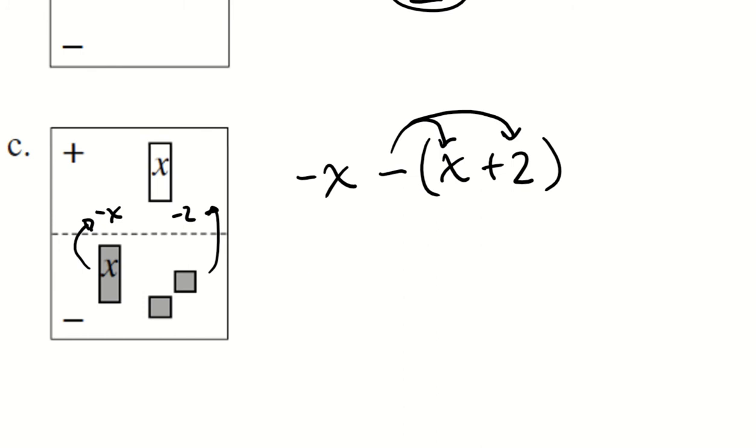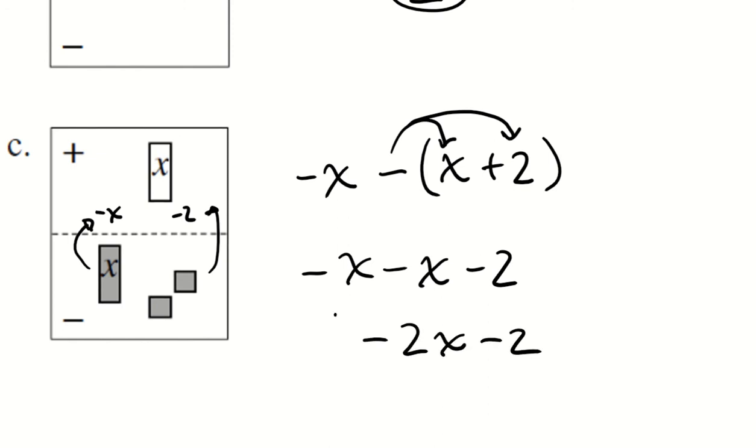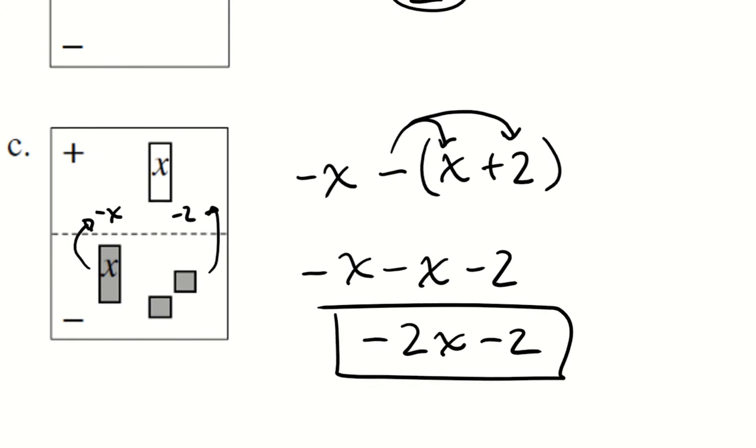So this expression is equivalent to negative x minus another x, and then minus 2, or negative 2x minus 2. That's what this mat simplifies to.